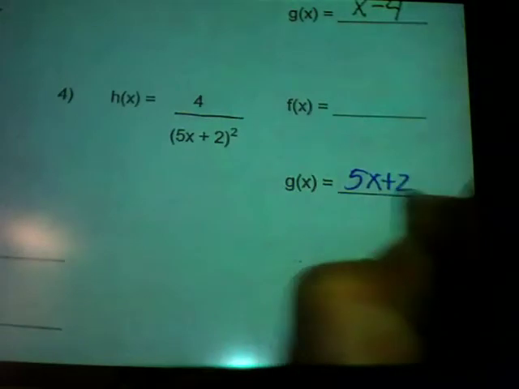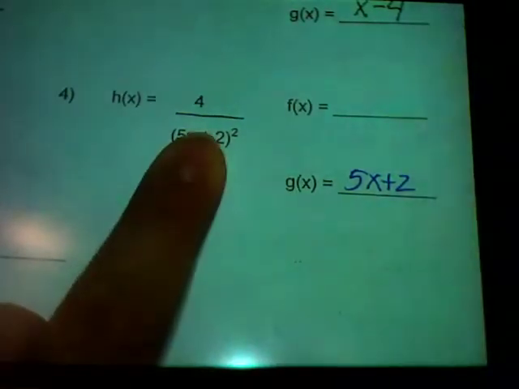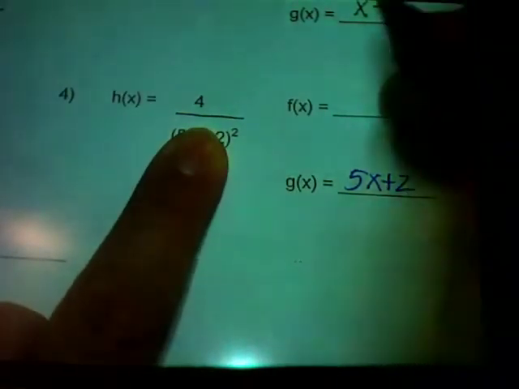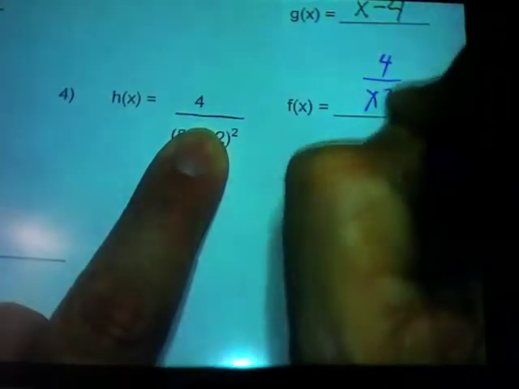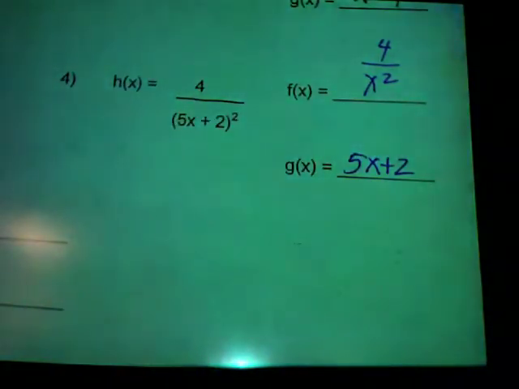So then, what's in parentheses? 5x plus 2. Then cover that up. What do you have for f of x? 4 over x squared. You want to do like 2 over x and 2 over x squared like that? What do you mean 2 over x? 2 over x is the square root of that. Oh, I see what you're saying. Yeah, don't write that. Although what you have written is the same thing. I see why you said that. I wouldn't go that far though. But that's a good thought.